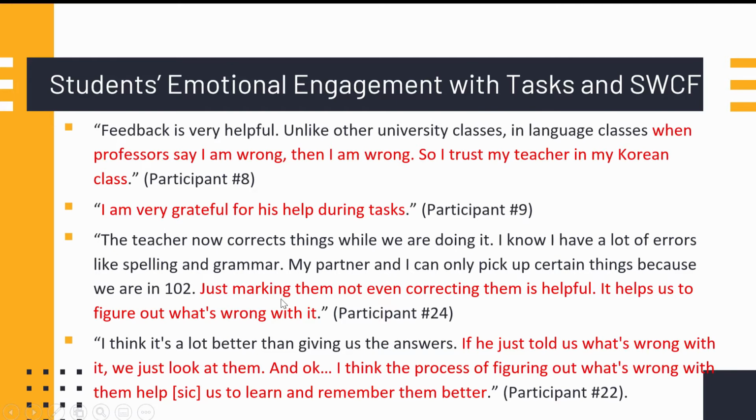So obviously this comment was from the indirect synchronous written corrective feedback condition. The last one was from the indirect condition as well. If he just told us what's wrong with it, we just look at them. And okay, I think the process of figuring out what's wrong with them helps us to learn and remember them better. So this student seems to be a really autonomous learner, and he really enjoyed the process of figuring out how to fix the error after the teacher circled the error.